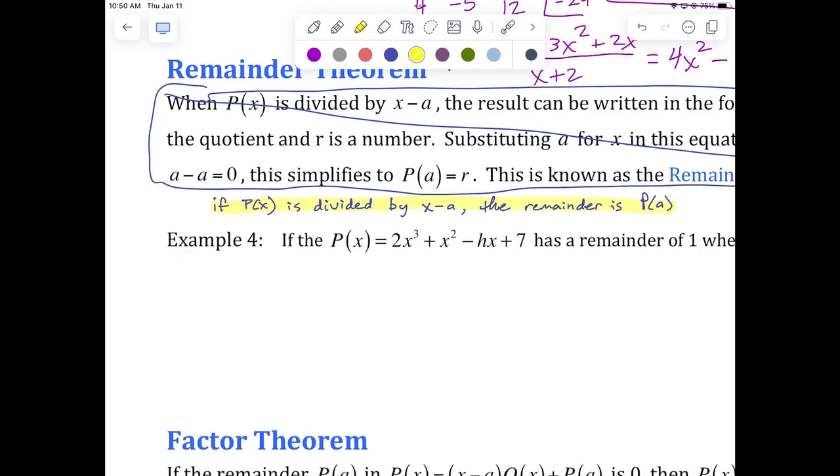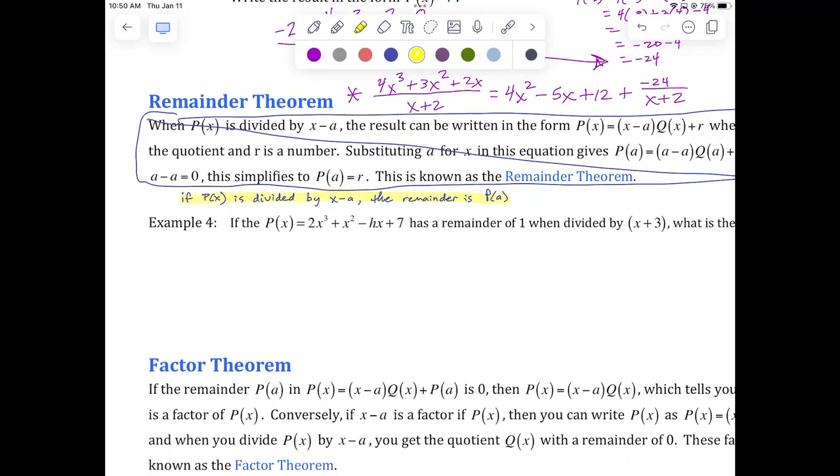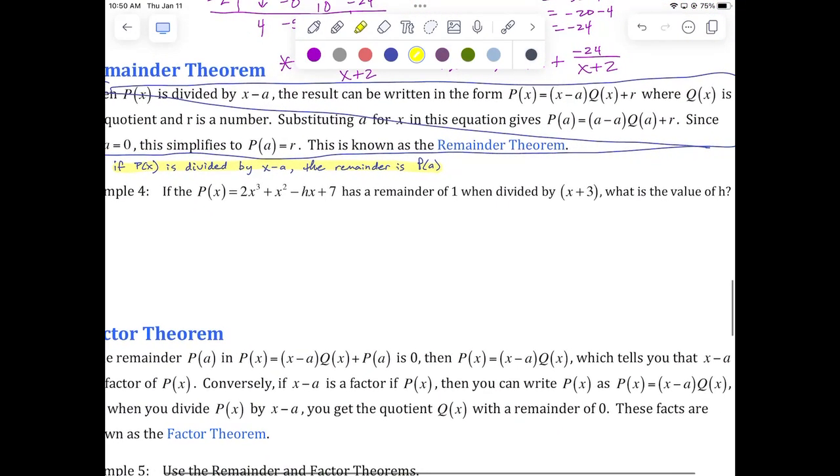When you divide by x minus a, the remainder is nothing more than the function value at a, just like we did in the warm-up, okay? It's the last little box there in the synthetic division process. Let's see how we can use the remainder theorem to answer a question like this.